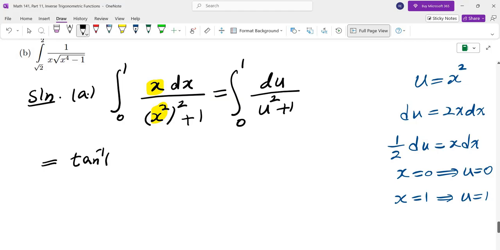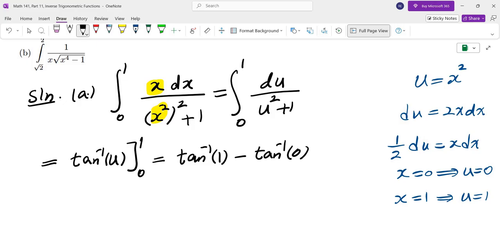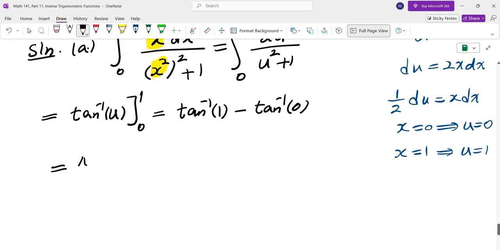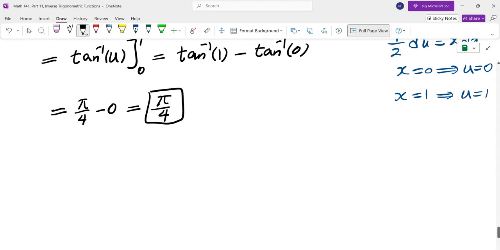So this would be tan inverse of u from 0 to 1. Plug in the values, we get tan inverse of 1 minus tan inverse of 0, which gives us pi over 4 minus 0. So the answer to this is in fact pi over 4.